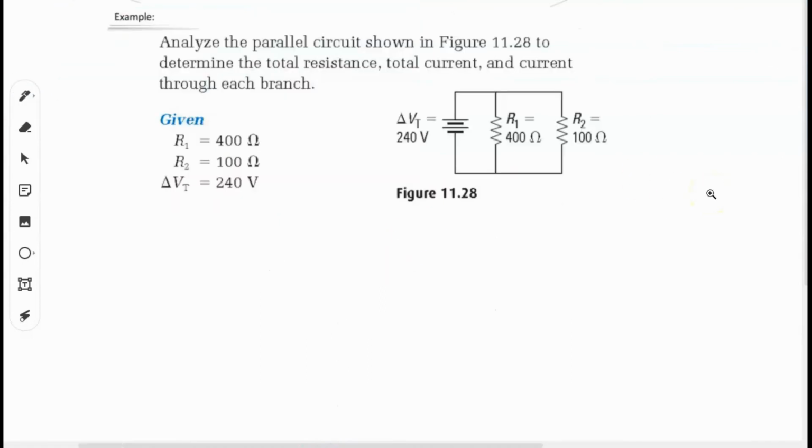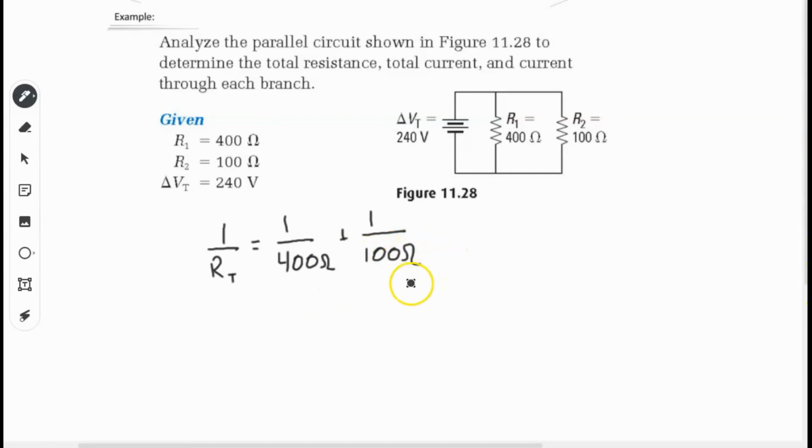So here's our first example then, and this will be our intermediate Sudoku puzzle. Okay. We have a parallel circuit. The total voltage is 240 volts. Our first resistor, R1, is 400 ohms, and our second resistor, R2, is 100 ohms. So the first thing we can solve for, since we know the resistance of both resistors, we can find the total resistance. And because it's a parallel circuit, we're going to do 1 over R total equals 1 over 400 ohms plus 1 over 100 ohms.